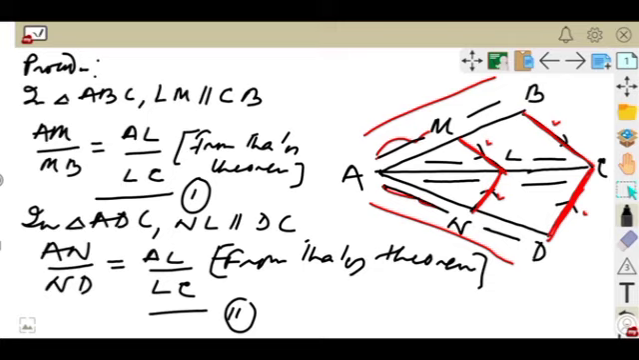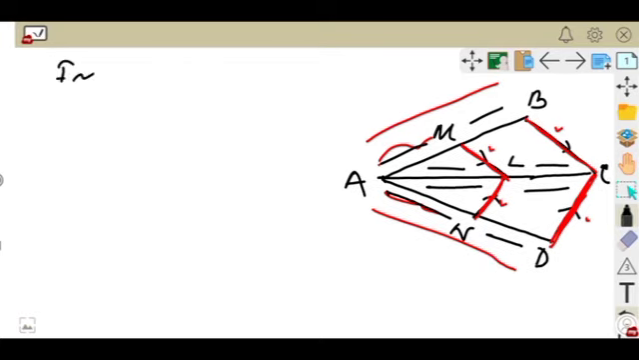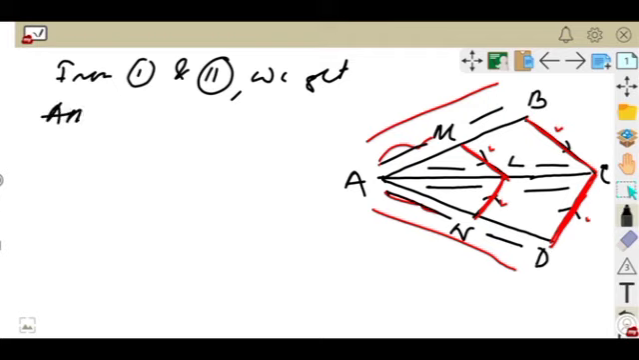Now we have two equations, equation 1 and 2. Here in equation 1 we have AM by MB equal to AL by LC. In the second equation we have AN by ND equal to AL by LC. So from these two equations, right sides are equal. Therefore, their left will be definitely equal. So from equation 1 and 2, we get AM by MB equal to AN by ND.